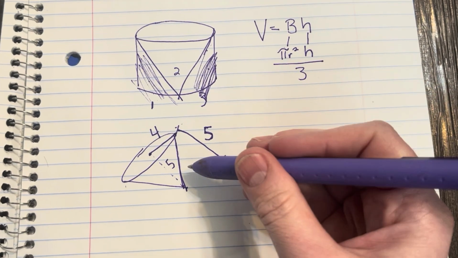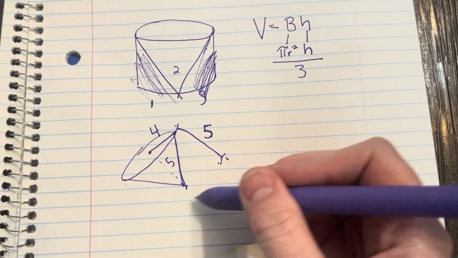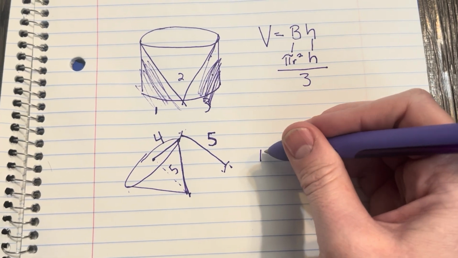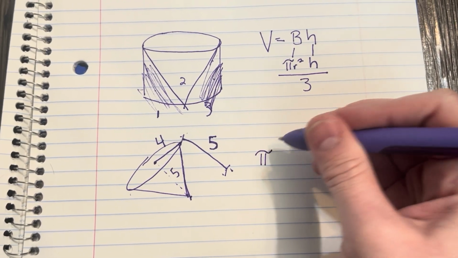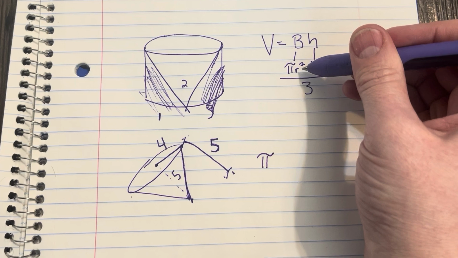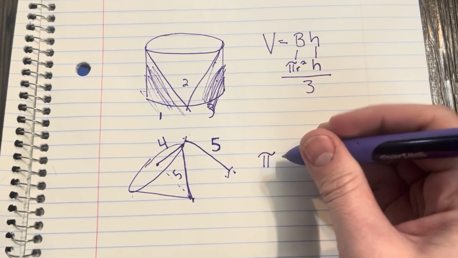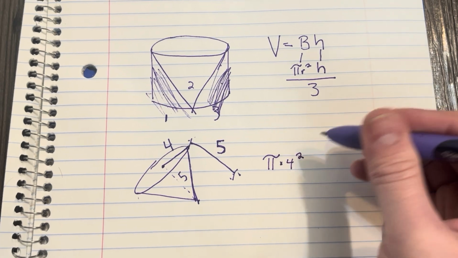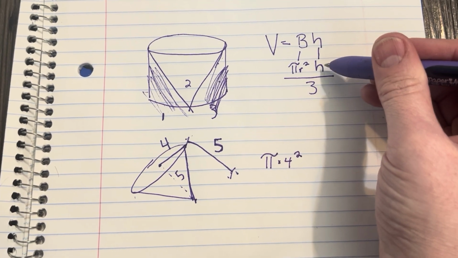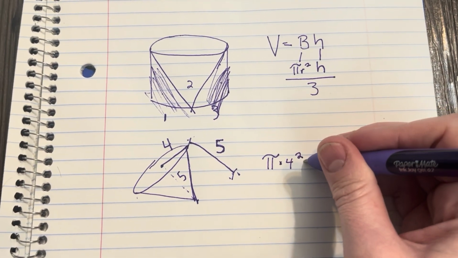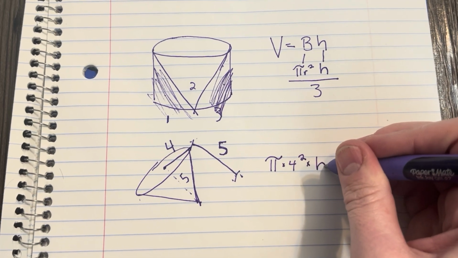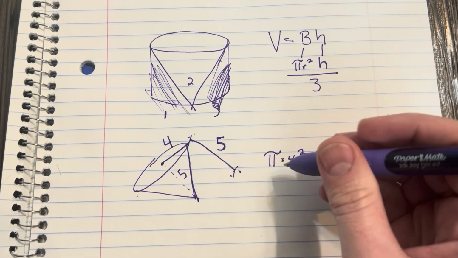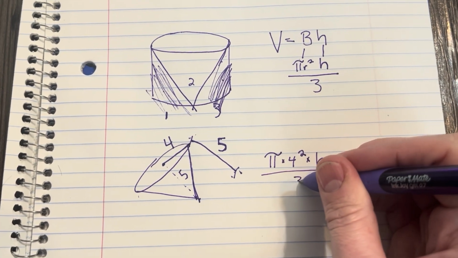Now we have ourselves a cone, and we're going to use our formula, and we're just going to type it in. So we're going to have our pi. Then we need the radius. The radius is 4. Then we need the height, which is 5. Now, because it's a cone, we are going to divide that answer by 3.